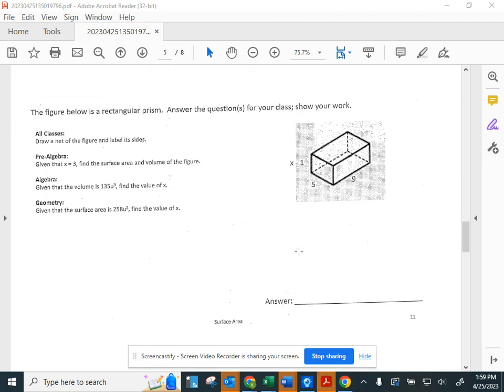On our next page, we need to draw a net of the figure and label its sides. So we need to open up our box, cut it open, and draw what those rectangles would look like when they're all opened up, and label it. The short side is x minus 1, the width is 5, the length is 9. Make sure you label all of the sides of your net correctly. That's all we have to do for this page. If you need help picturing what it's going to look like opened up, come see me in class.